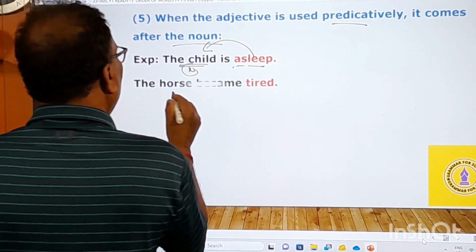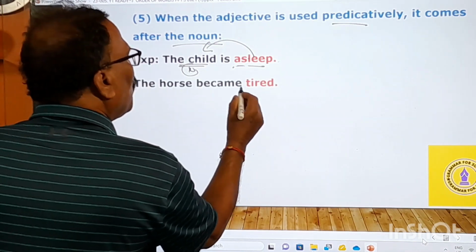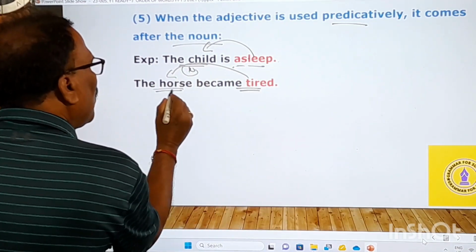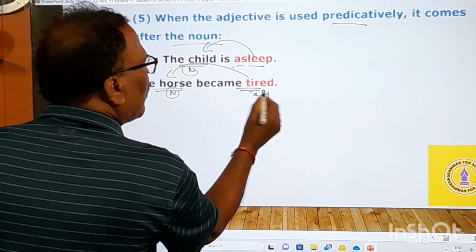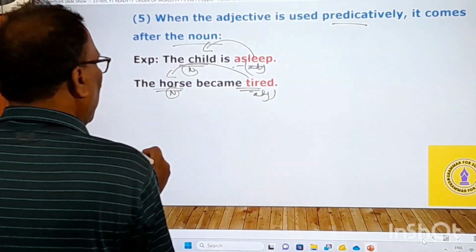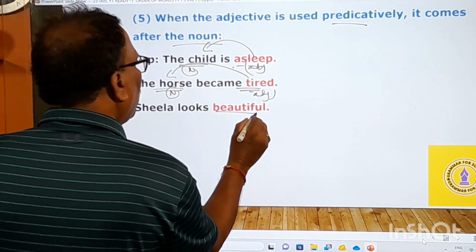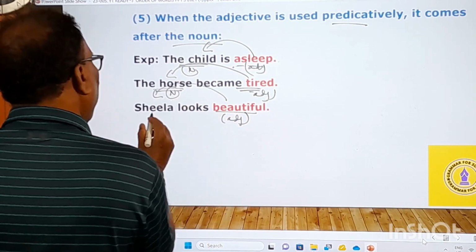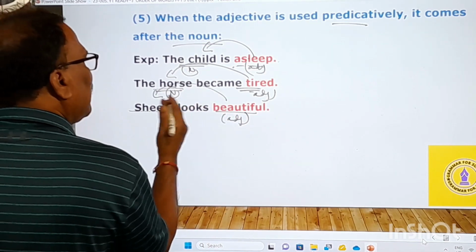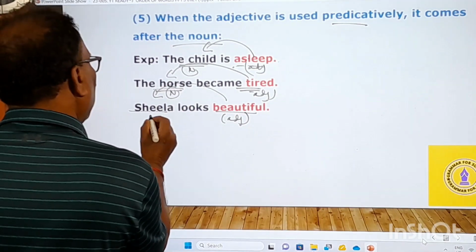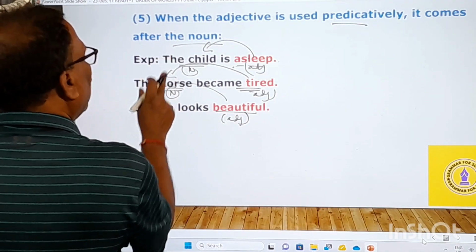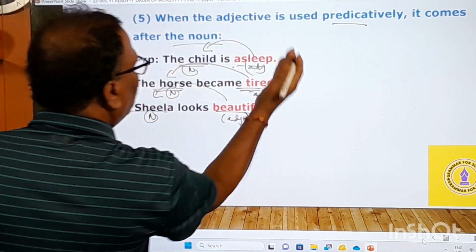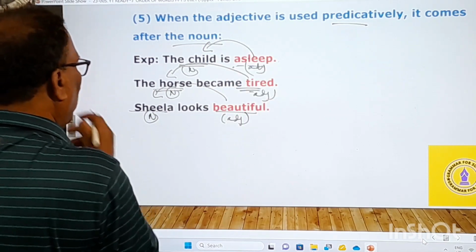And here, the horse became tired. What is tired? The horse. This tired is referring to this horse. The noun is here, but the adjective is here. Right? And like this, Sheila looks beautiful. Beautiful is an adjective. What is it describing? Sheila. Where is the adjective? Behind it, after the noun. So here you can see the child is a noun, horse is a noun, Sheila is a noun, but after the noun, the adjectives are there. You have to use it.